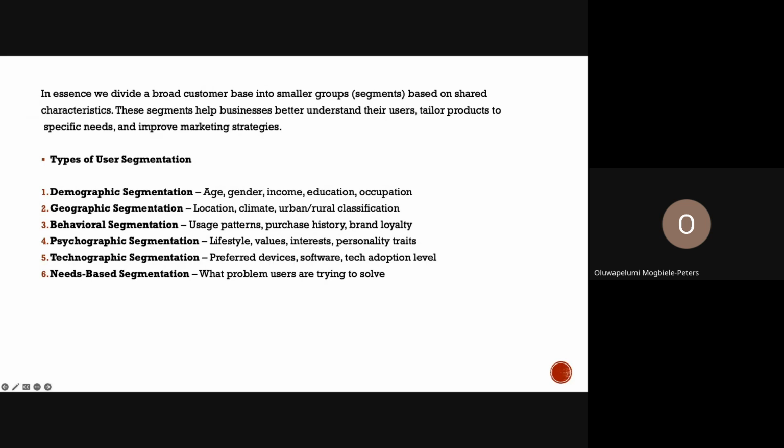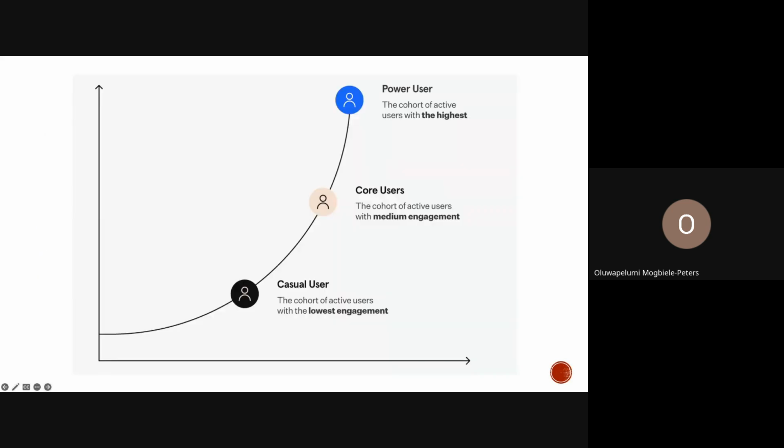So earlier I was talking about the user types. So for products, basically you have the casual user. These are users with very low engagement. Maybe they use your product probably once a week or maybe once in 2 weeks. Then you have the core users. These are people that use your product maybe 2 or 3 times in a week for something. Then you have power users. These are people that use your product every day.